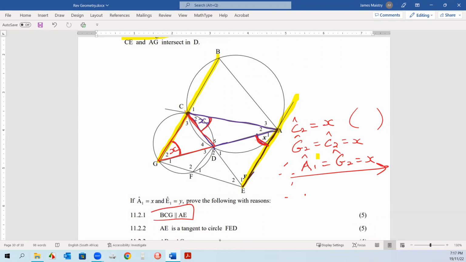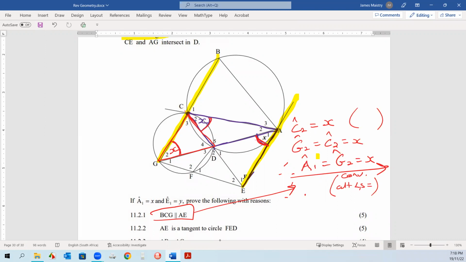Therefore, we can copy the statement. BCG is parallel to AE, and the reason is alternate angles equal, converse, you can put. Because the alternate angles are equal, the lines have to be parallel. So that's how we can get 5 marks.